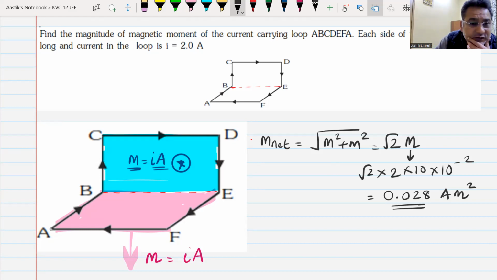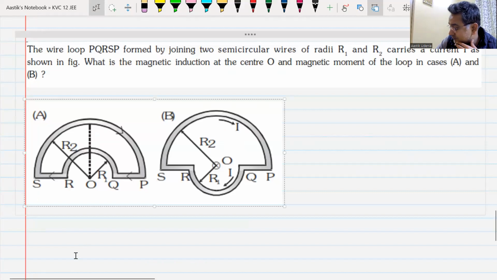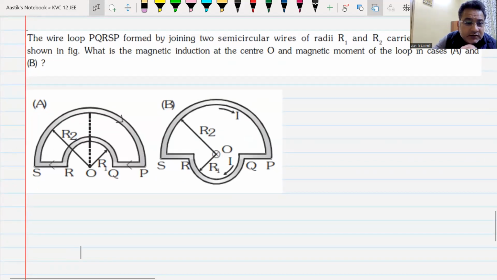Then you have this question coming for you. The loop PQRSP is formed by joining two semicircular wires of radii R1 and R2, and carries a current I as shown in the figure. What is the magnetic induction at point O and the magnetic moment of the loop in case A and case B? You have 2 minutes to give me the answer for this one.